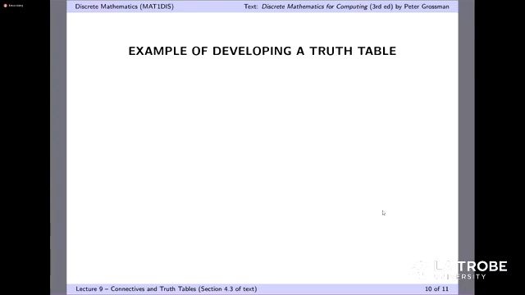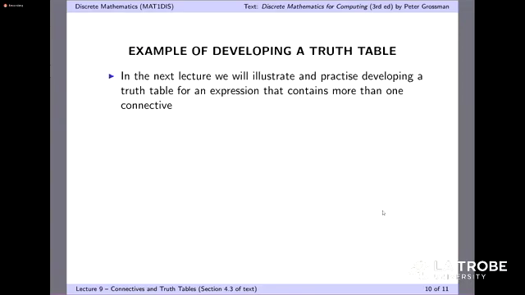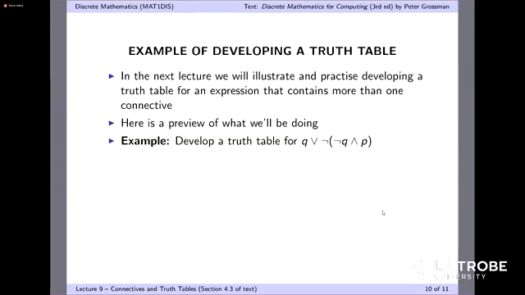Examples of developing a truth table. Let's look at that. In the next lecture, we'll illustrate and practice developing a truth table from an expression, and after that, we will start solving equations like that, but written in propositional logic form. So here is a preview of what we will be doing. Develop a truth table for this.